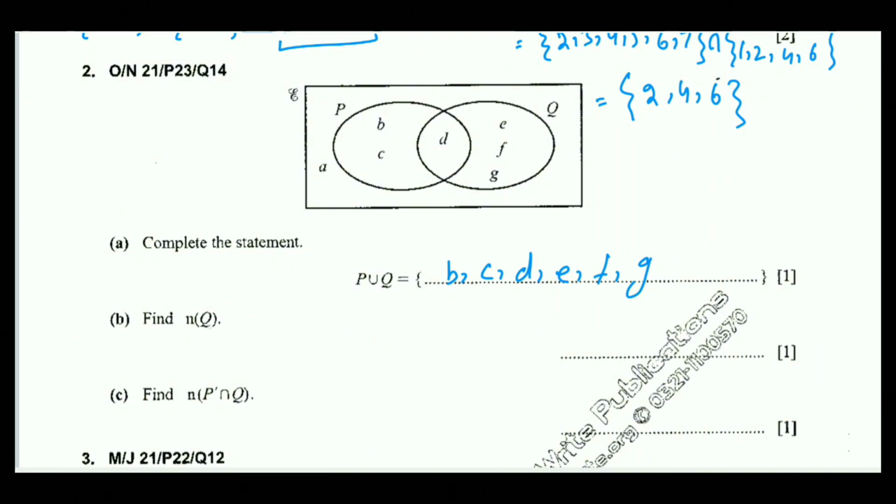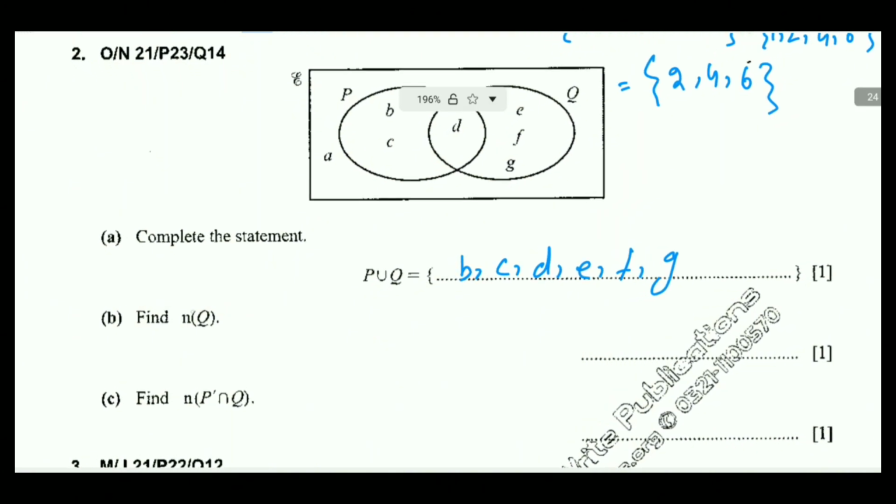B part, N of Q. N of Q means number of Q set. Number of Q set means there are 4 elements in Q set, 1, 2, 3, 4. So if they are asking to find N, N means number of that set, you have to write. Don't write the whole set if they are asking to find N of anything. N means number of that set. Number of elements of Q. So there are 4 elements in Q set.